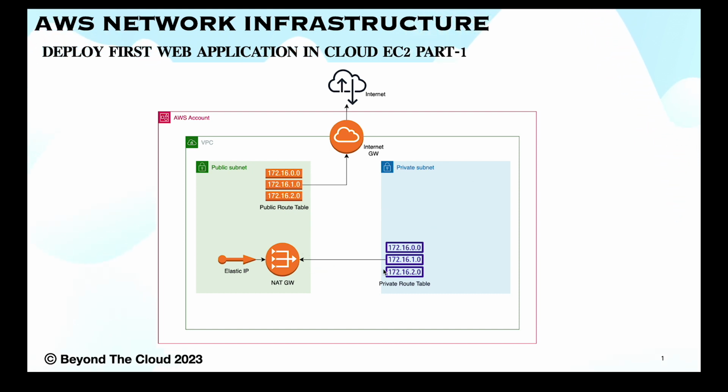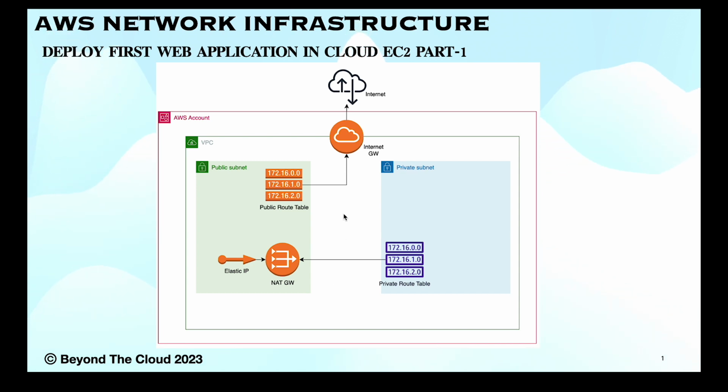And in the private subnet, to not expose it over internet directly, we will spin up one NAT gateway in our public subnet. And we will spin up one private route table in the private subnet. Through that, each and every traffic from this private subnet will go to the NAT gateway, and the NAT gateway will contact the internet gateway directly with the elastic IP. So this is the entire architecture.